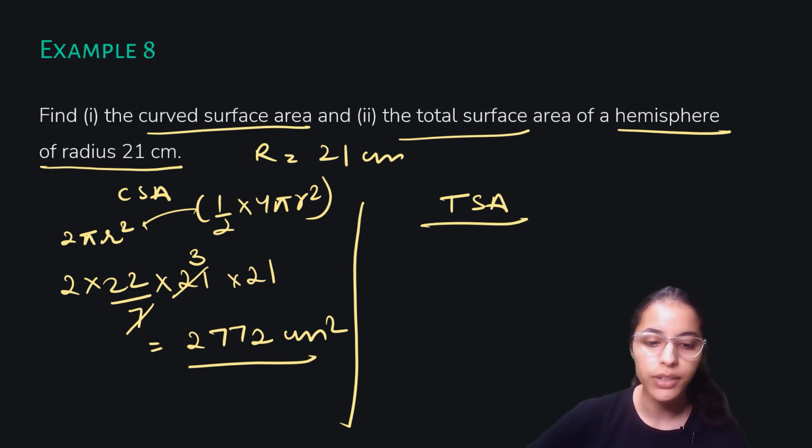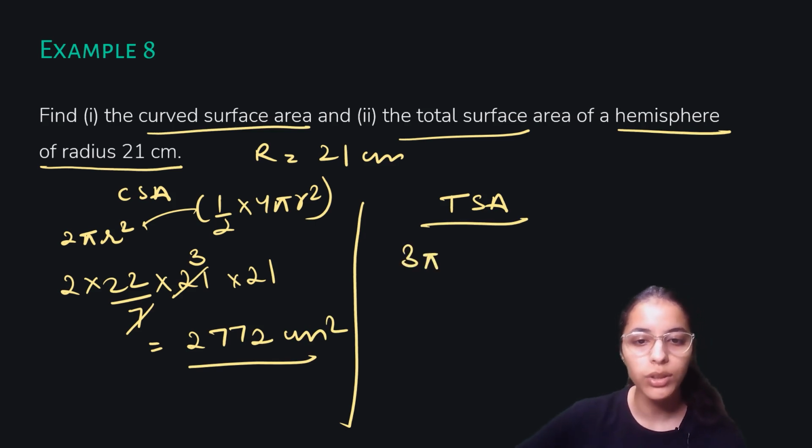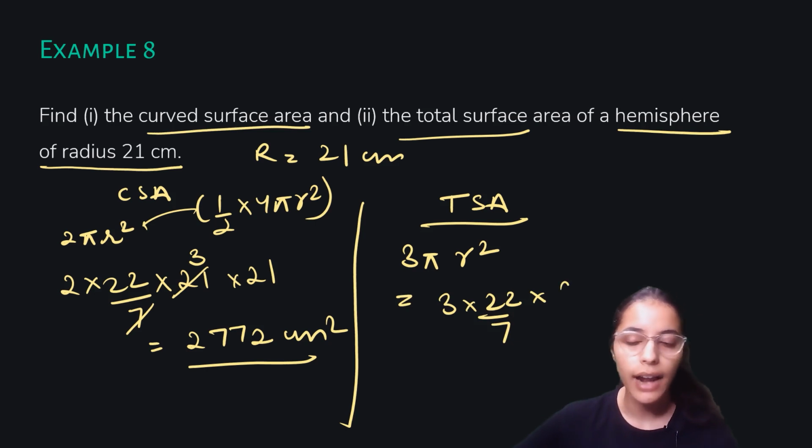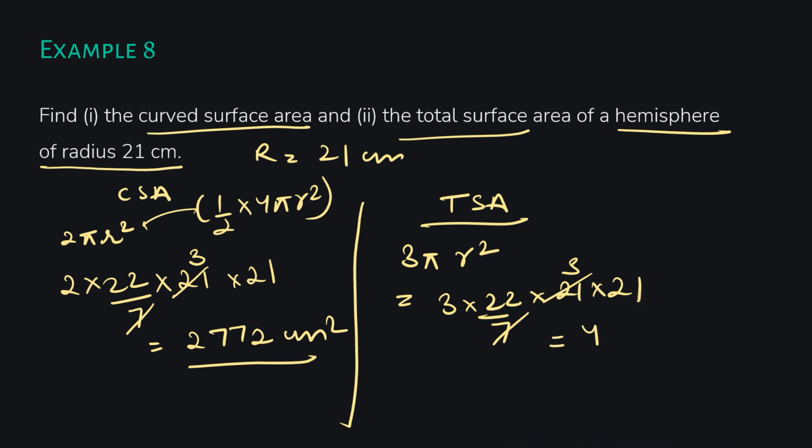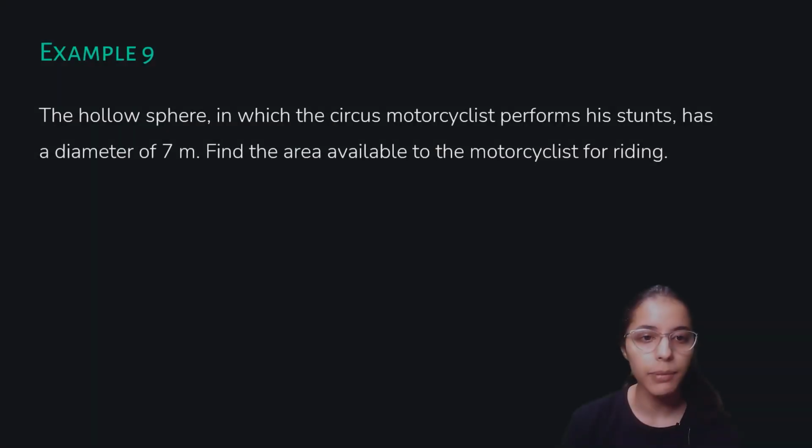Now to find the total surface area, we have to do 3 pi r square, right? So now let us substitute the values: 3 into 22 by 7 into our r, which is 21 into 21. We'll cut it by 3, and when we do the multiplication, we get our answer to be 4158 centimeter square, and it is centimeter square because our radius is given in centimeter. So this is how we find the curved surface area and the total surface area of a hemisphere.